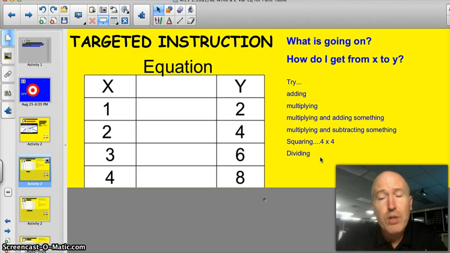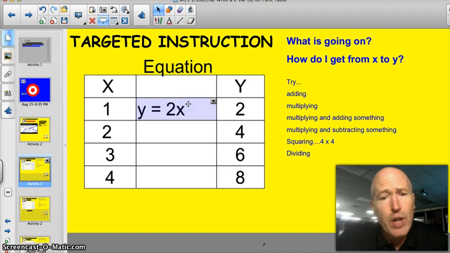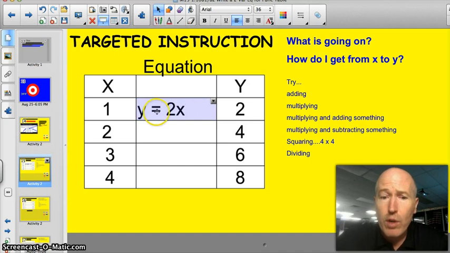Well, this one is pretty simple, as I think you probably figured out. Y is equal to 2x. I'm pretty sure you got the 2x part. I'm just wondering if you wrote it as y equals 2x, because that's our goal for tonight. If I substitute in the x value, 2 times 1 is 2. Substitute in my x value, now it's 2. So 2 times 2 is 4, and so on.